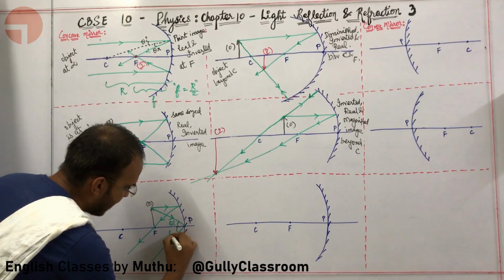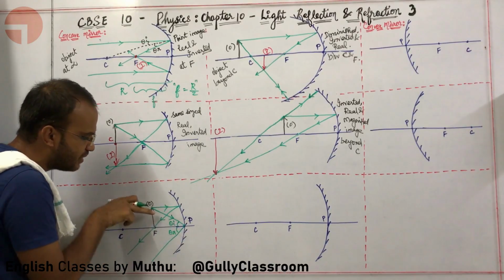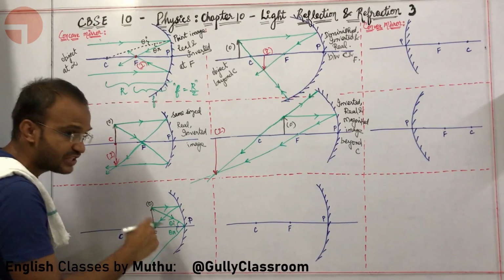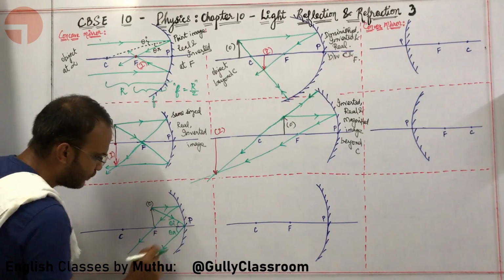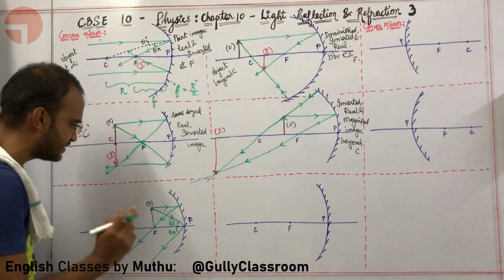Okay. So, this is the angle of reflection. This is the angle of incidence. Angle of incidence is the angle between the incident ray and the normal. This is the angle of reflection. Angle of reflection is the angle between the reflected ray and the normal. That is fine, sir. Now, if you notice closely, these two lines are parallel.